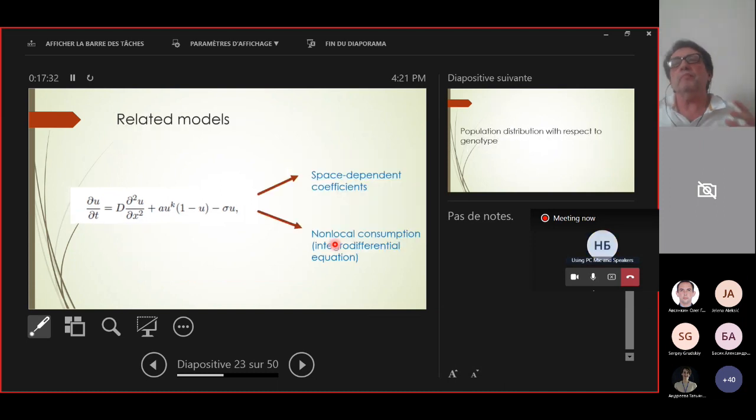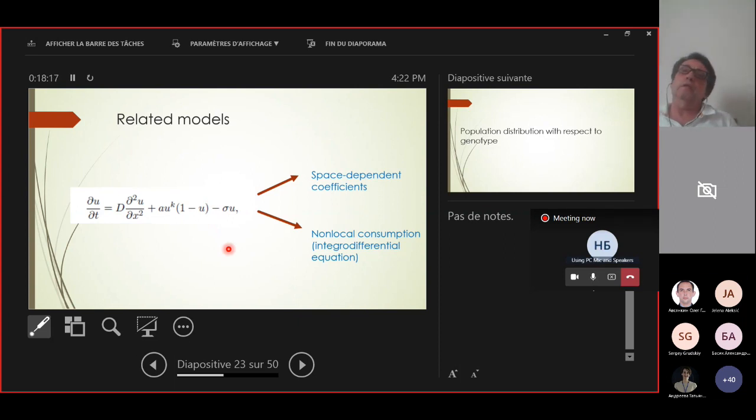And then there are a number of developments of the theory for different cases. In particular, what is relevant for us today, we can consider space-dependent coefficients, or there is a whole theory, very interesting and quite developed now, devoted to non-local equations, non-local reaction diffusion equations. These are integral differential equations, in particular, where instead of this minus u, this term describes consumption of resources. If we consider non-local consumption of resources, it will be some integral here.